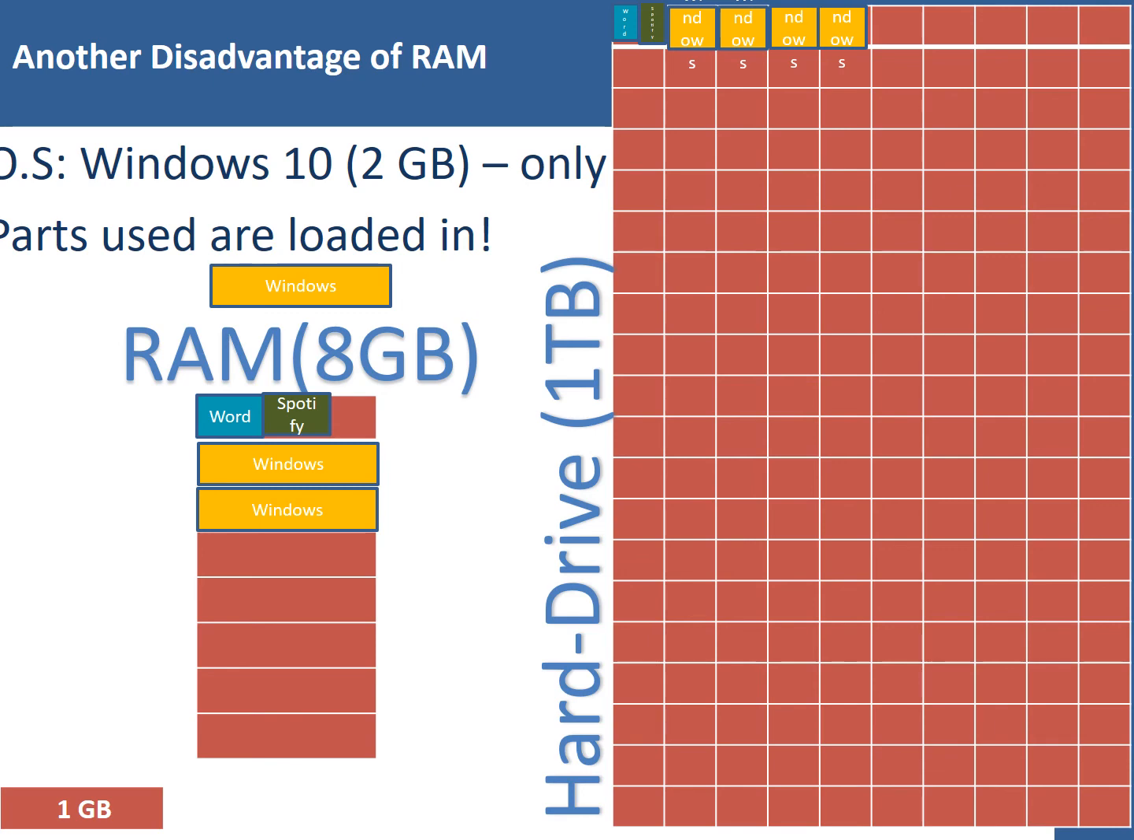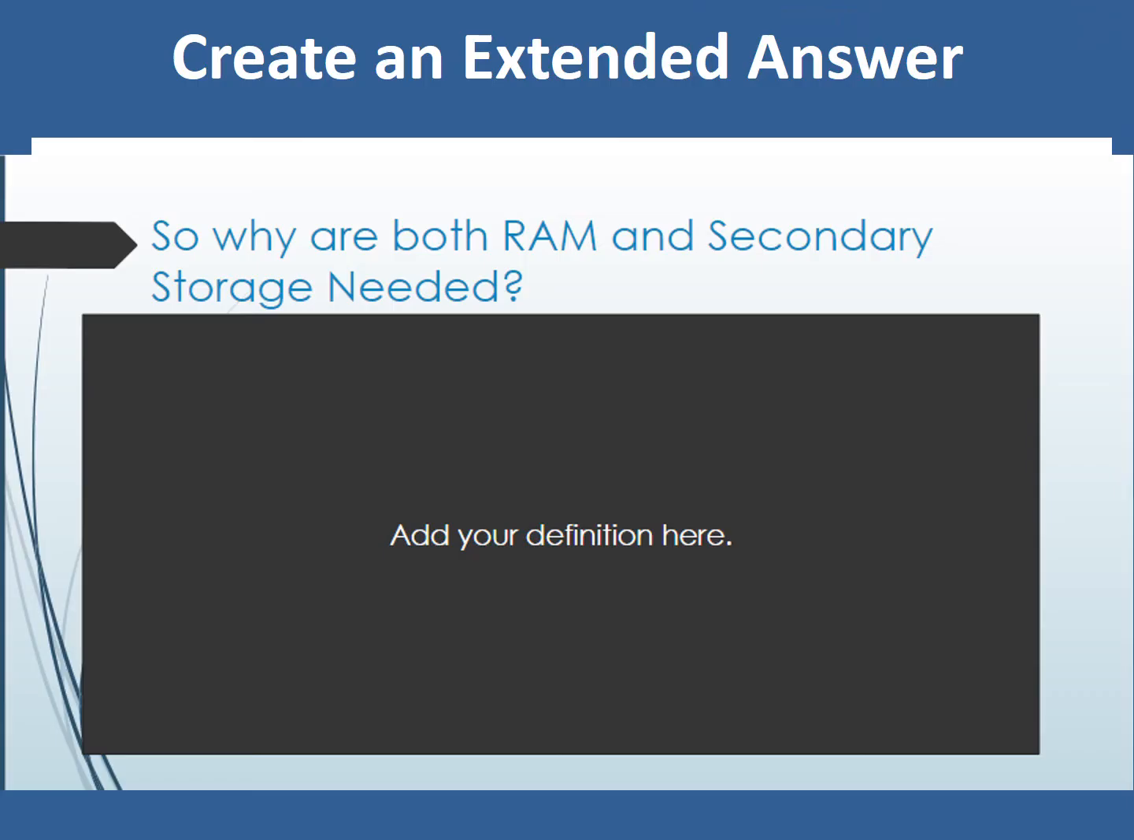So we need to store data in our hard drive once we turn it off, remember. And you can see that's saved over on our hard drive. Now when we load our operating system, not all the operating system is loaded into our RAM, only the parts we need. So you've seen some advantages and disadvantages of primary and secondary storage.